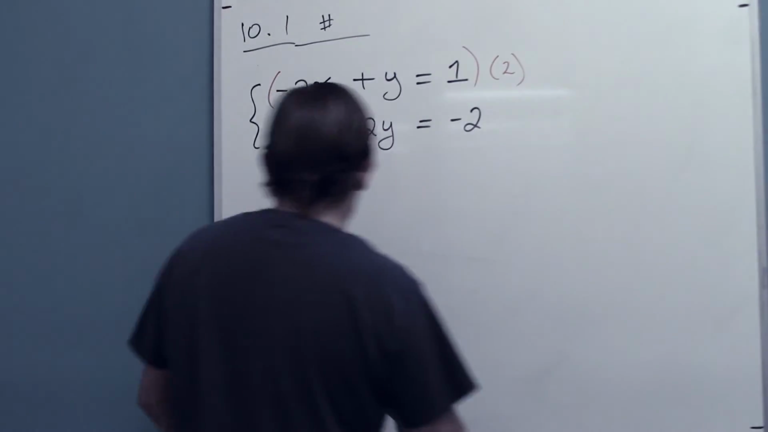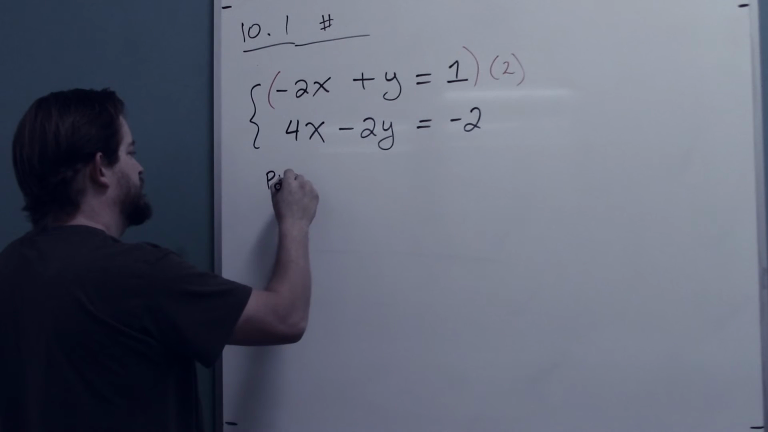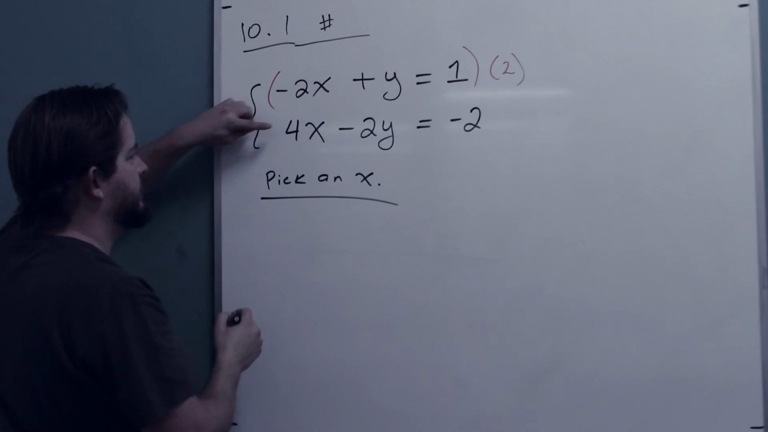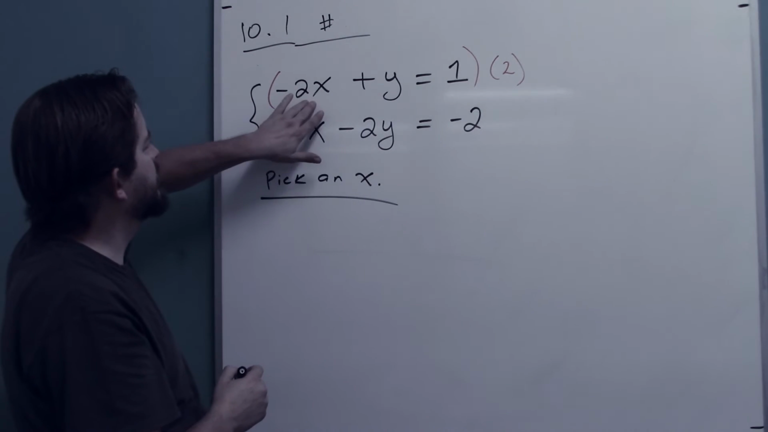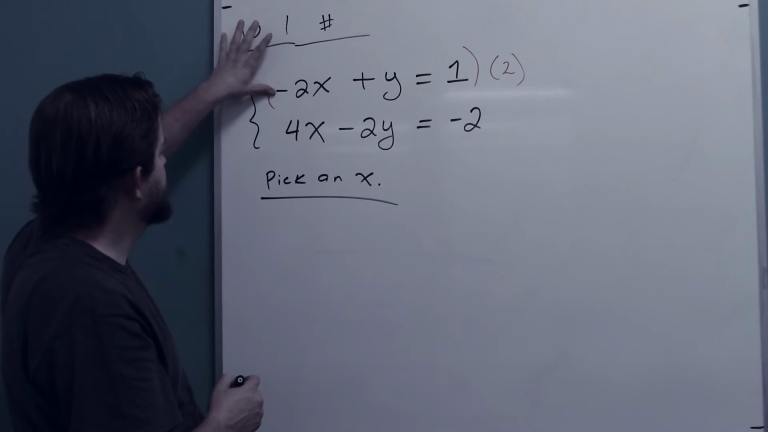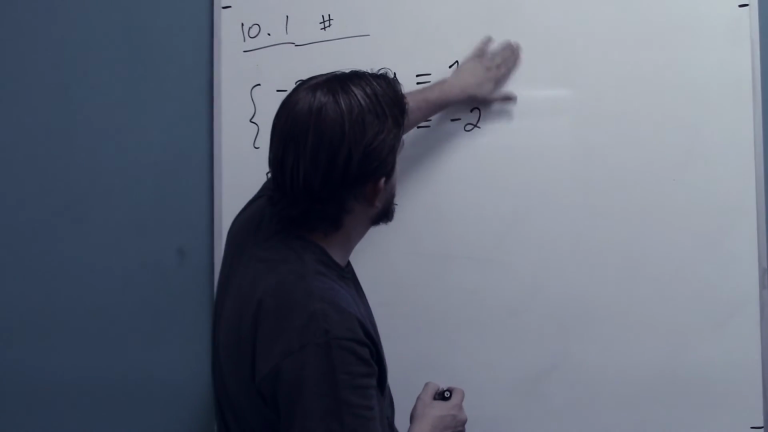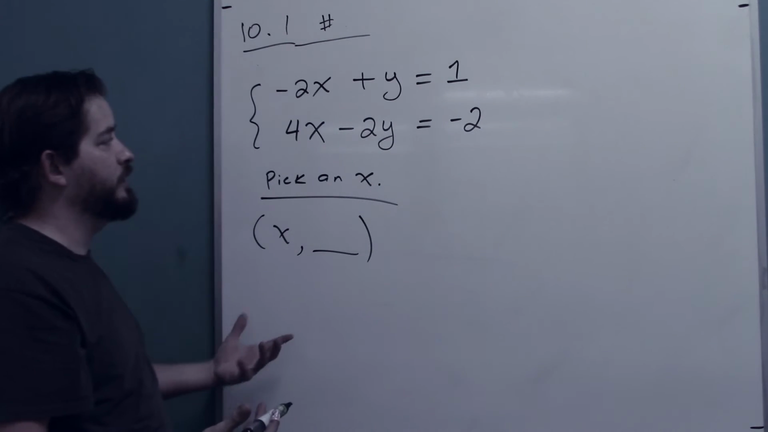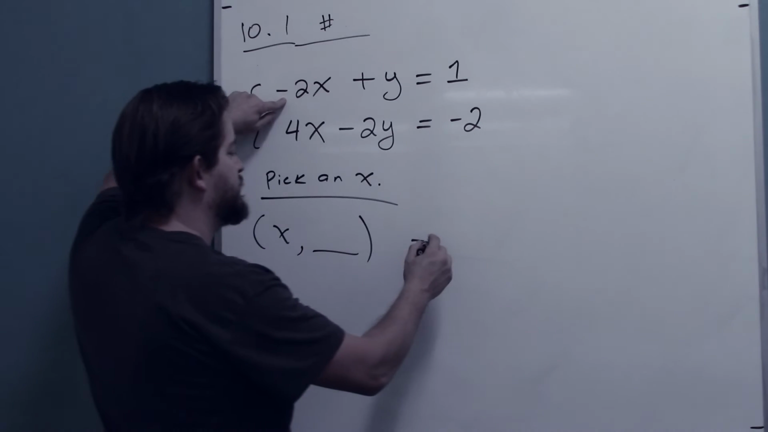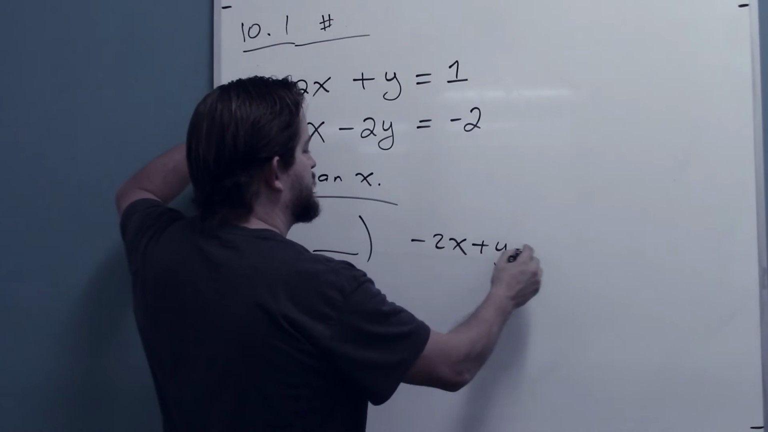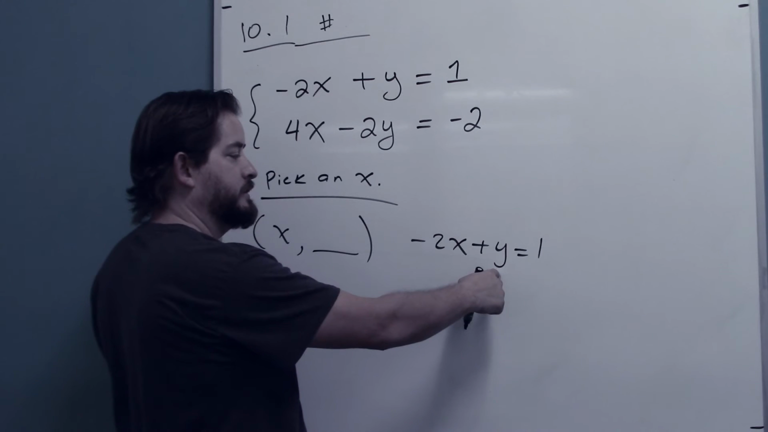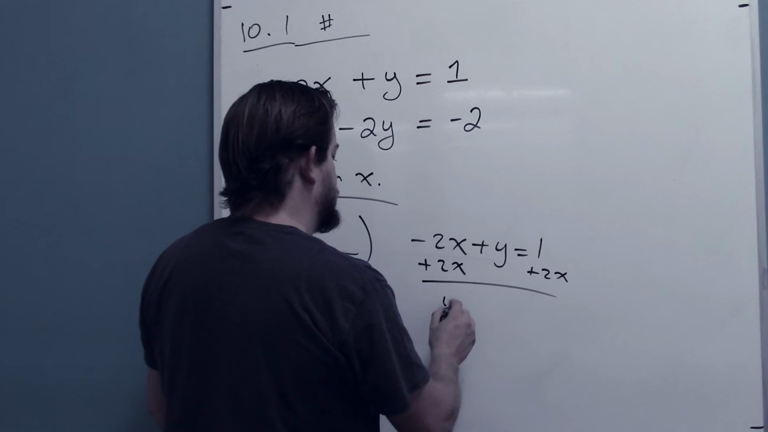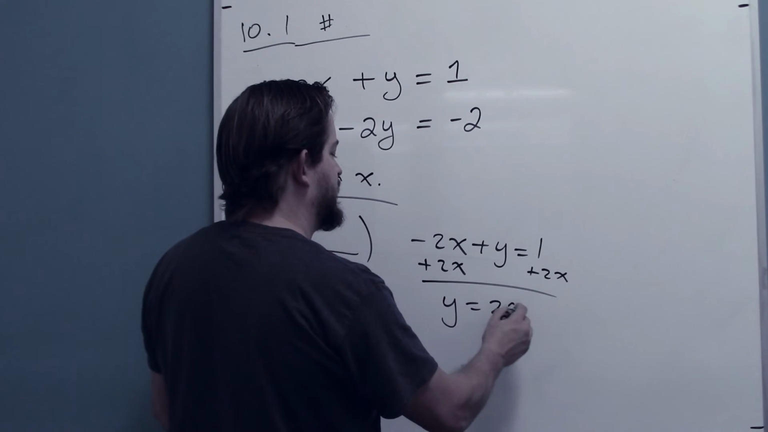So let's assume that we pick an x. If I pick an x, then let's use this first one. Then my answer is going to be some x, comma, and then whatever this function is, I don't know, but I can figure it out. Let's take this first one, negative 2x plus y equals 1, and solve it for y and see what y turns into. And that's easy enough to just add 2x. So you get y equals 2x plus 1 is how I'll write it.